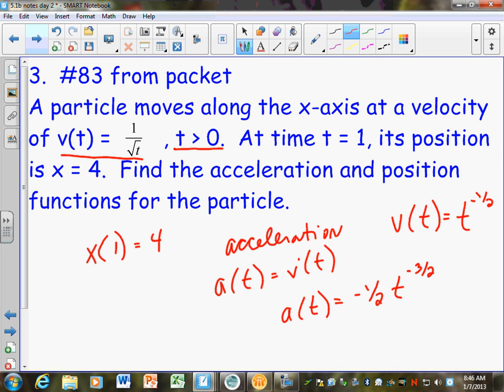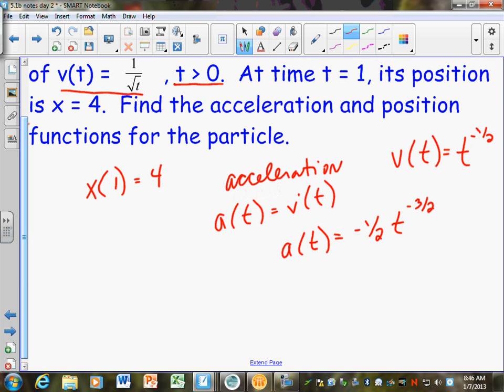And again, it's not a multiple choice problem. Could you just leave it like that? You could. I feel like I should show you some simplification of it. I like to get rid of my negative exponents at least. Like I would probably write this as negative 1 over 2 times t to the 3/2, like just move it back to the bottom.